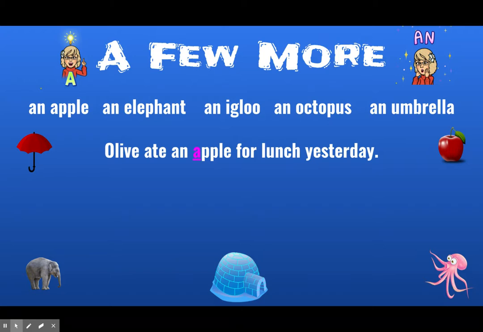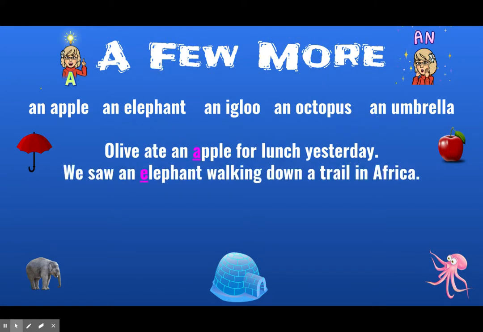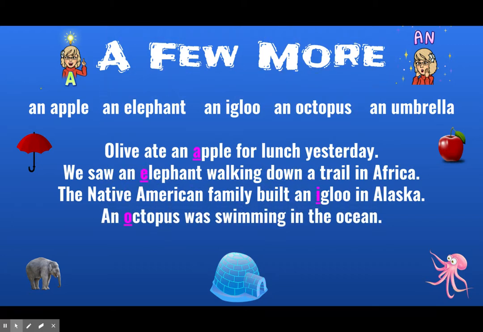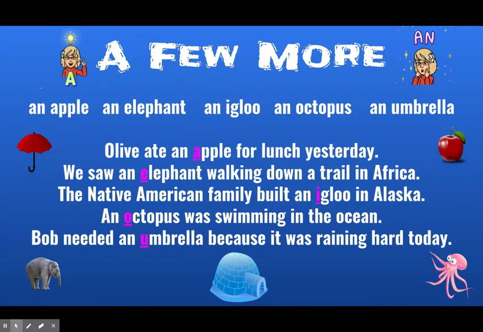Olive ate an apple for lunch yesterday. We saw an elephant walking down a trail in Africa. The Native American family built an igloo in Alaska. An octopus was swimming in the ocean. Bob needed an umbrella because it was raining hard today. So whenever you're using the articles a or an, you think, does the next word begin with a consonant sound or a vowel sound?